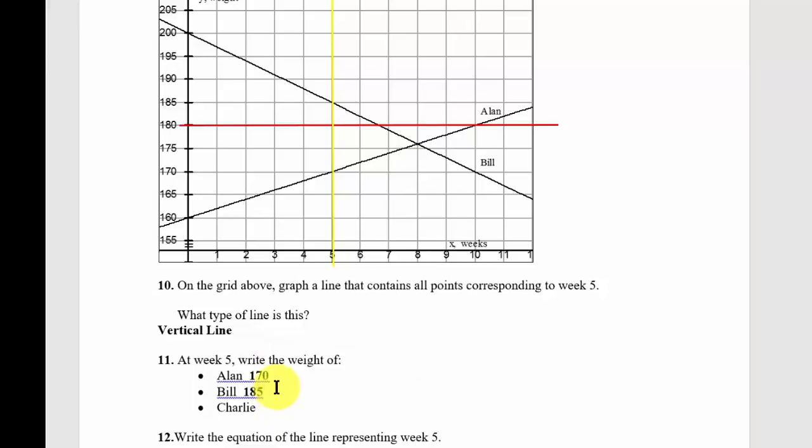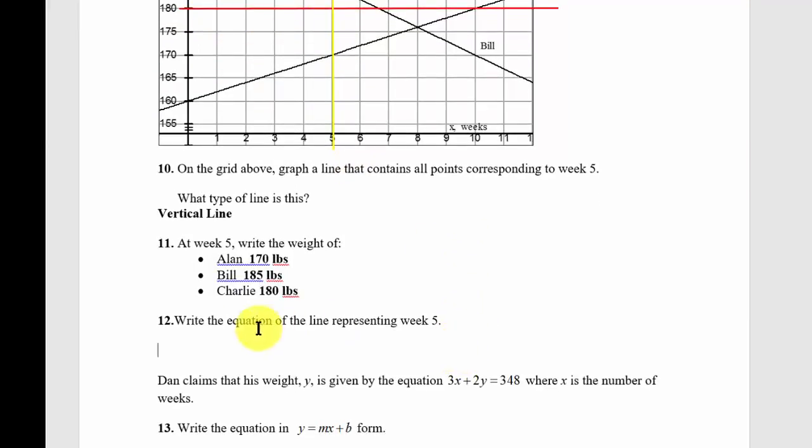And perhaps I should put in pounds, right, the units. And then Charlie, well, remember, Charlie was 180 pounds. His weight didn't go up, it didn't go down. He was always 180 pounds. And if you look at week 5, there's Charlie's weight, 180 pounds. Right? So write the equation of the line that represents week 5.